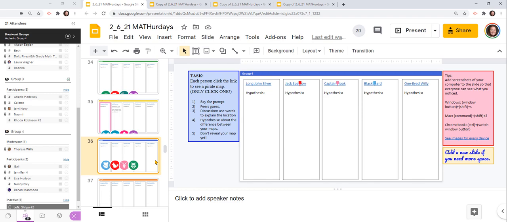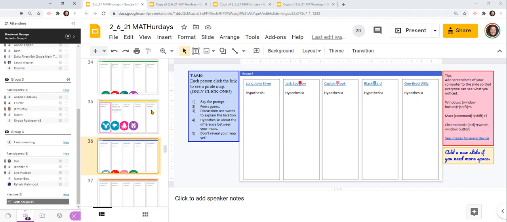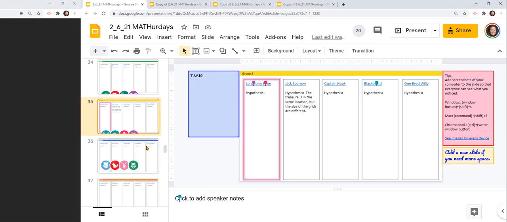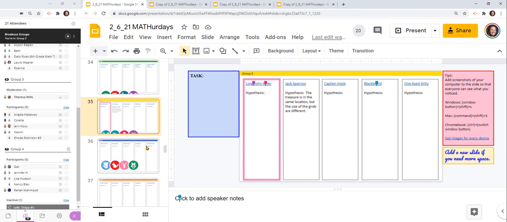Okay, Raha, what's with your map? Okay, let's see. Right. Not exactly. Real close. Mine crosses two squares. Oh, mine, the center of my X is in one square.